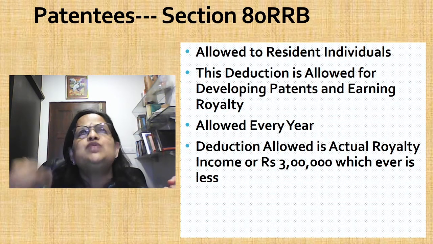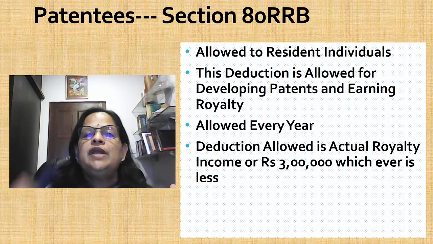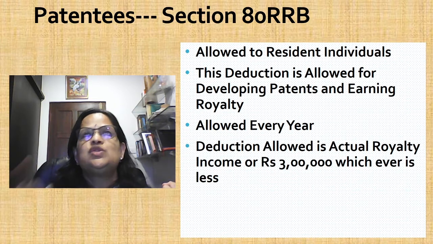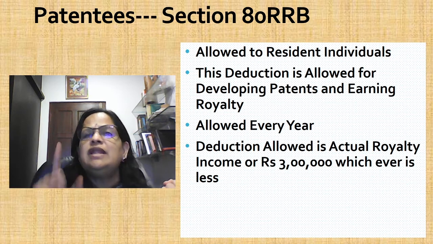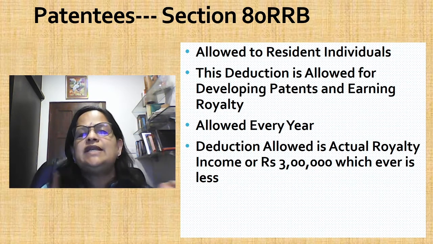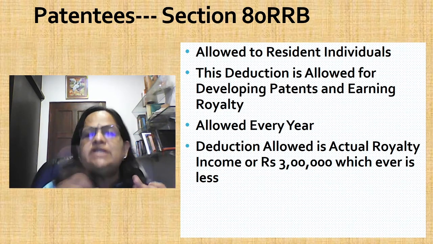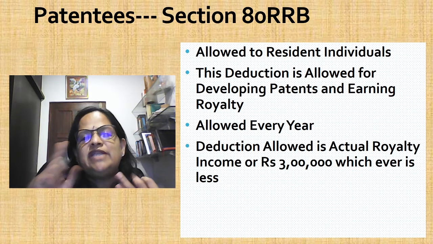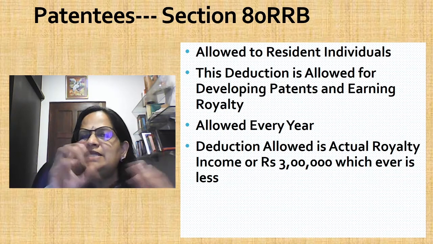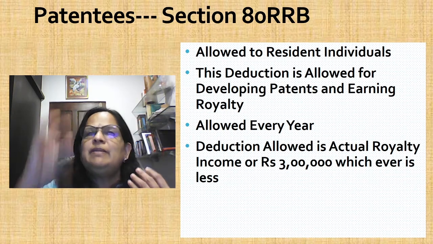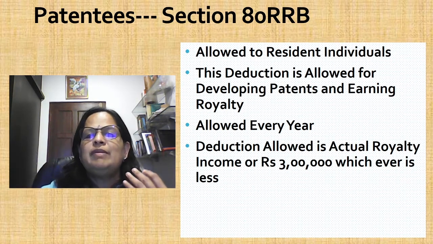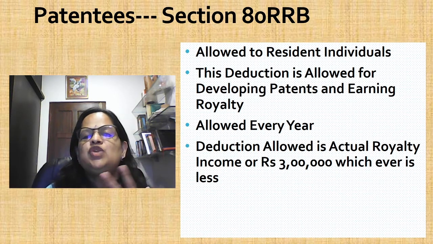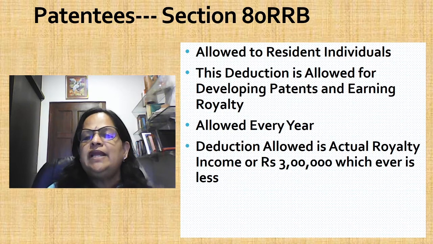So in that case, what exemption can they get? It is allowed to resident individuals. Here also remember, NRIs are not allowed. Not ordinarily residents are also not allowed. It's allowed only for residents. This deduction is allowed for developing patents and earning royalty. As I explained for royalty, incidental expenses we can reduce, and the remaining amount only we will take to income from other sources. It's allowed every year. Deduction allowed is actual royalty income or rupees 3 lakh, whichever is less.